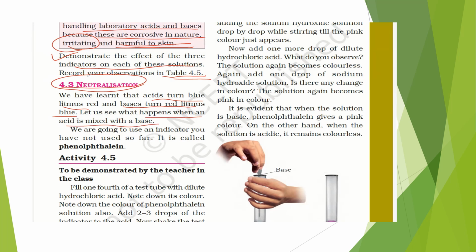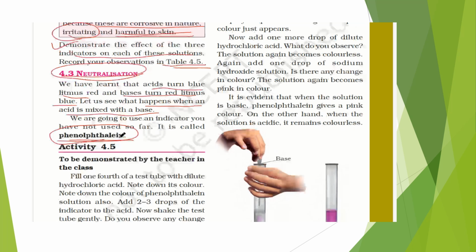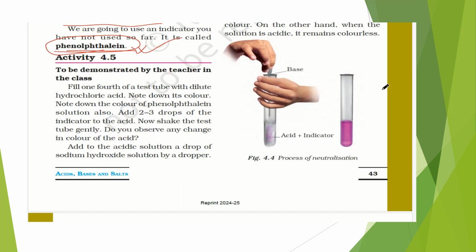This time we are going to use an indicator which we have not used earlier, that is phenolphthalein. Please learn the spelling properly: phenolphthalein. It is an indicator which is new to you all, and it was not taught in the last class. We will be doing certain activities with this phenolphthalein indicator. I will discuss this experiment with you, but I can't show it with the indicator. You can ask your teacher in your class to demonstrate it.